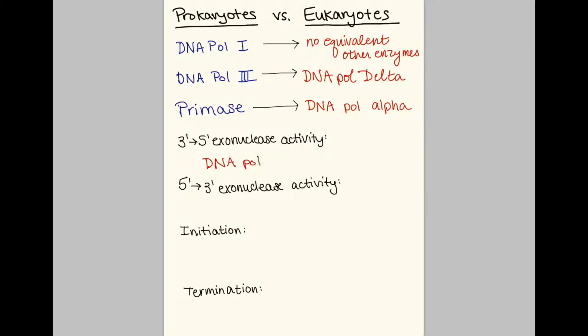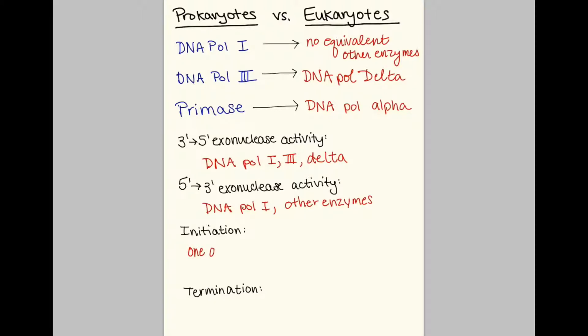In prokaryotes, pol 1 and pol 3 work in the backwards direction to make corrections to the DNA, and in eukaryotes, delta does this. Now, in the forward direction, in prokaryotes, pol 1 works, and in eukaryotes, it's the other enzymes that do the exonuclease activity. Remember, pol 1 replaces the RNA primers with DNA, and so do these other enzymes in eukaryotes.